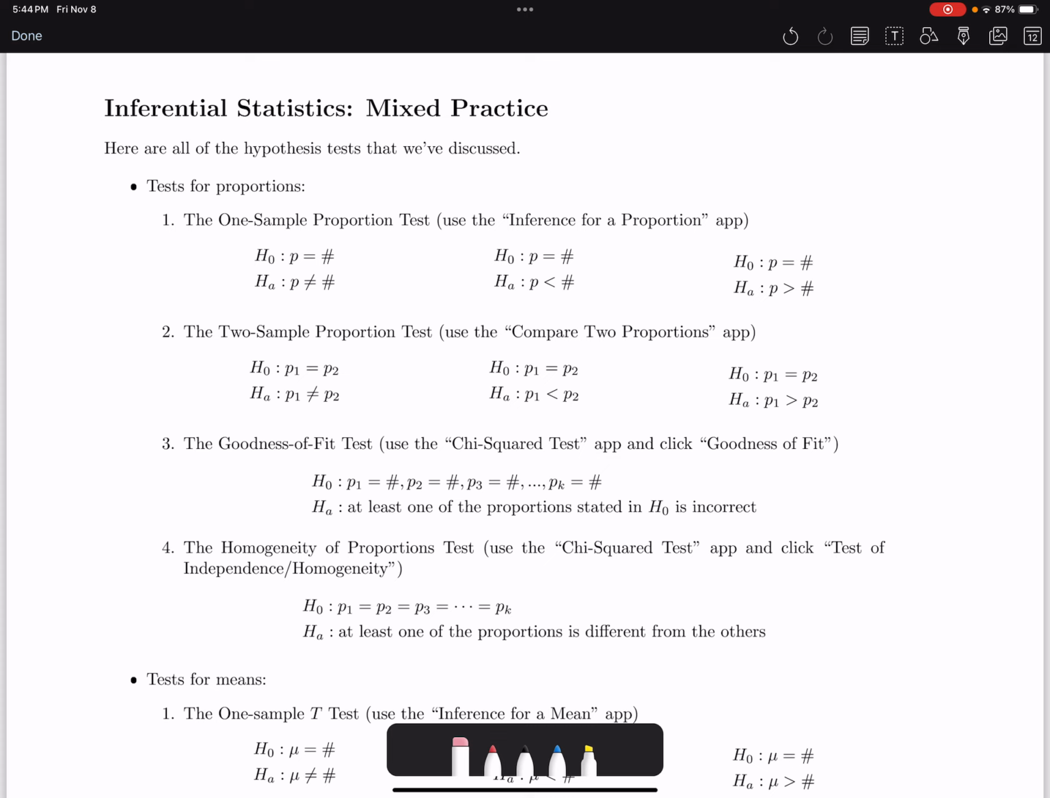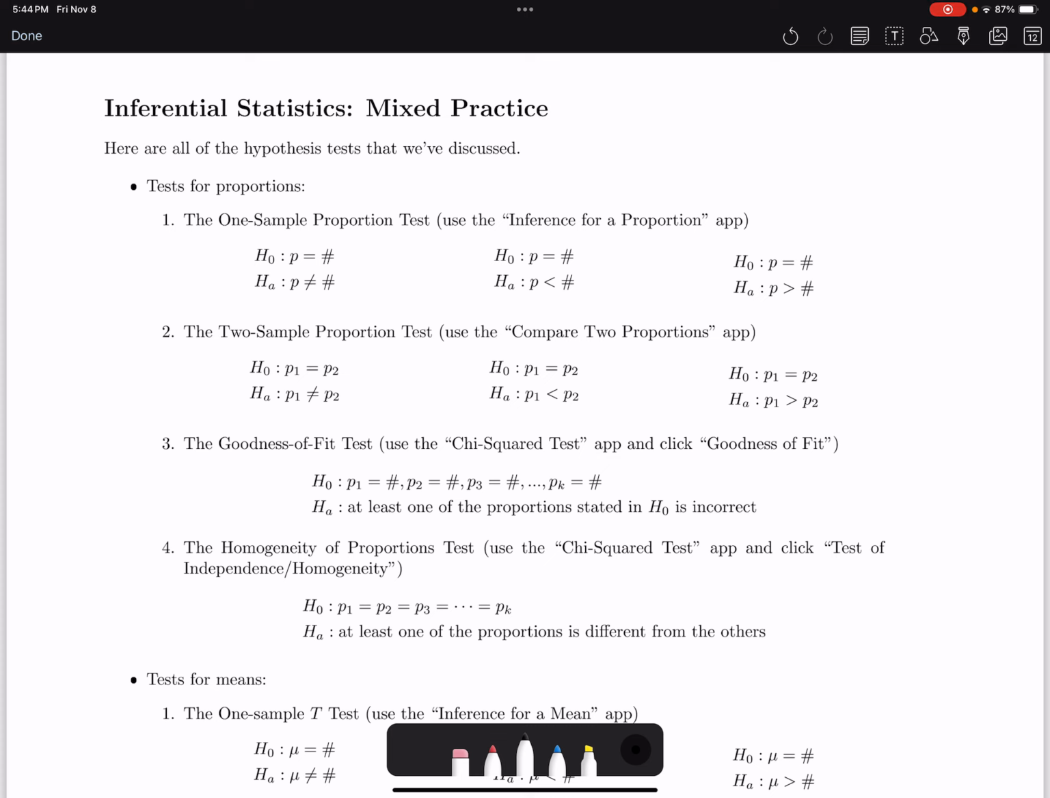We talked about a two sample proportion test. And by the way, in parentheses, I'm giving you the app from Art of Stat that you can use to run these tests. I'll put a list of these apps into a document or maybe a page on Canvas so that you'll have them all in one place, and then you can just click the links to go directly to the app that you need. But for now, these are the apps that you would use, okay? So for the one sample proportion test, you use the inference for a proportion app. For a two sample proportion test, you use the compare two proportions app.